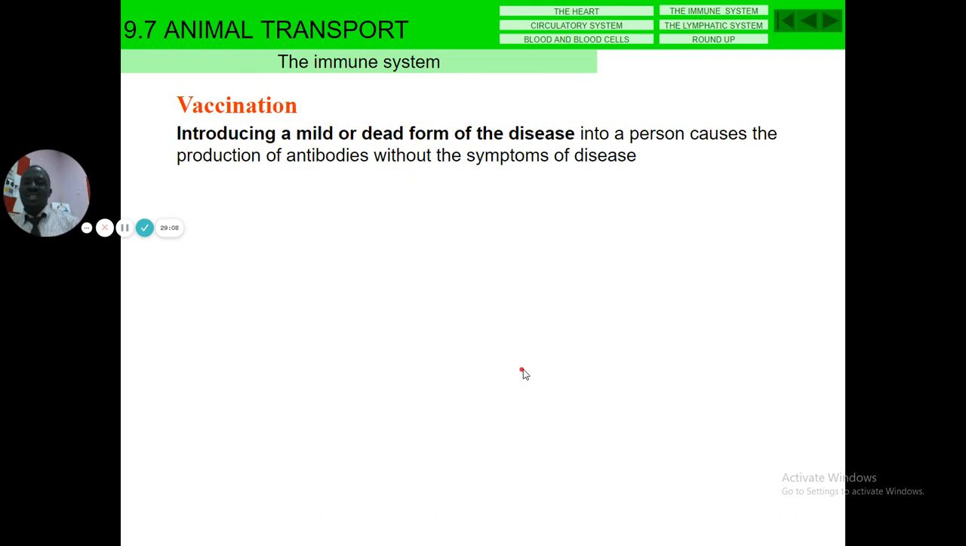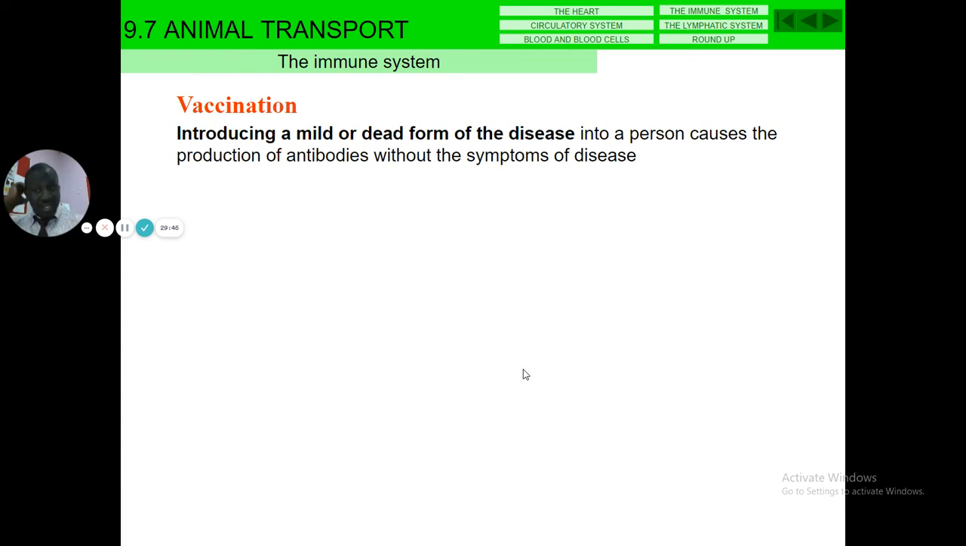So what about vaccinations? This is what I've just mentioned. What happens with the vaccination? With a vaccine, we introduce either a mild or dead form of the pathogen that we know is affecting people into a person, which causes the production of antibodies without the symptoms of the disease. For example, you see how people are producing AstraZeneca and Pfizer for different people as a vaccine for COVID.